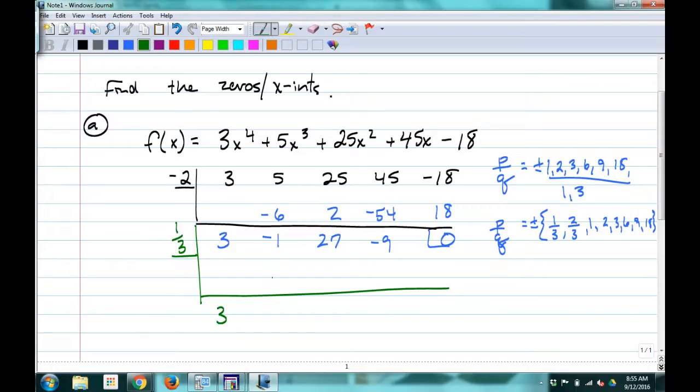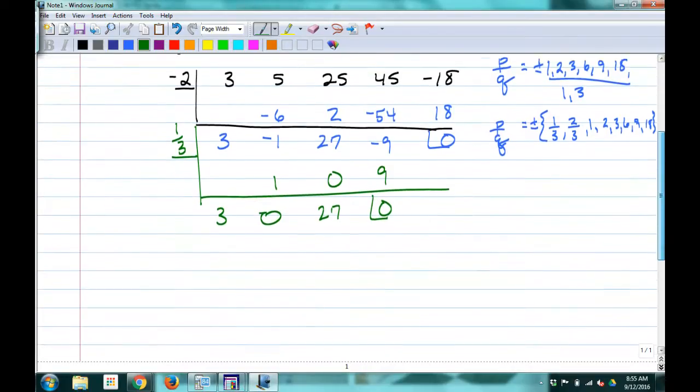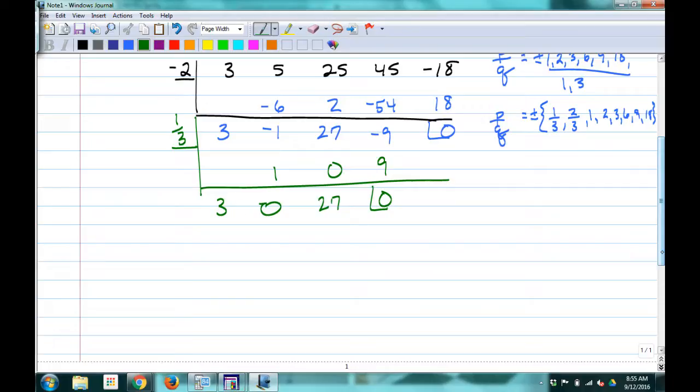Remember 3, that's a 1. That'd be 0. 0, 27. 1/3 of 27 is 9. And there I have a nice quadratic left over. 3x squared plus 27 is equal to 0. Technically, there's a 0x in the middle there if you want to write it.